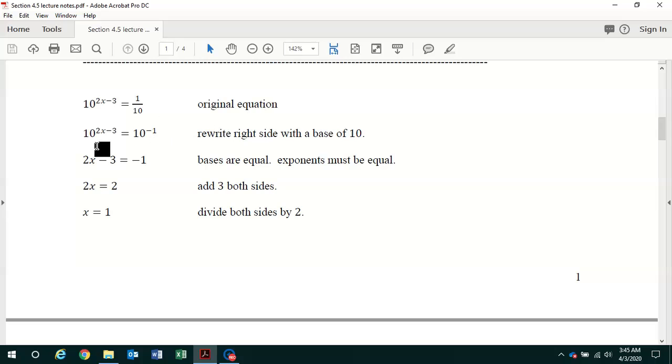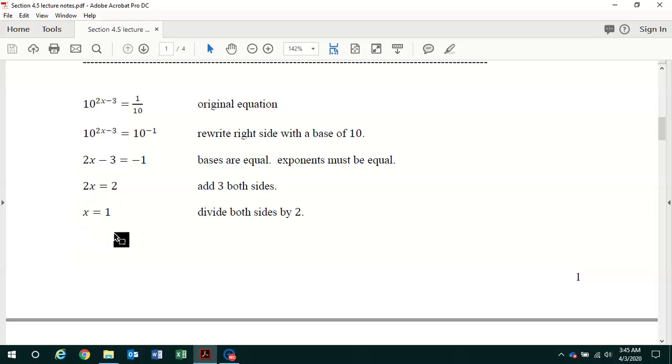And now the exponential on the left and the exponential on the right have the same base, and so their exponents must be equal. The exponent 2x minus 3 must equal the exponent minus 1. Now again, this is a linear equation in the variable x. We just solve for x. Add 3 to both sides, we get 2x is equal to 2. Divide both sides by 2, we get x is equal to 1.